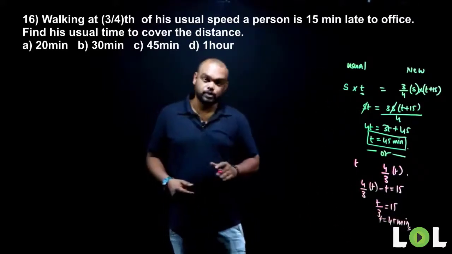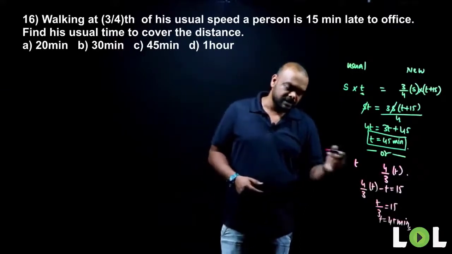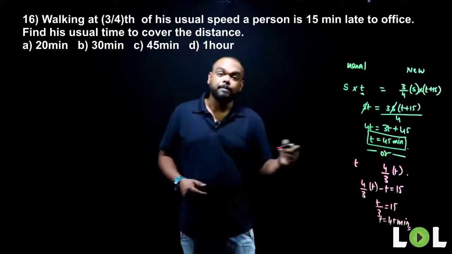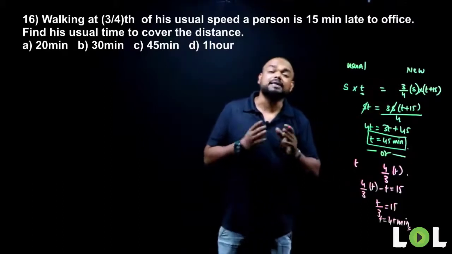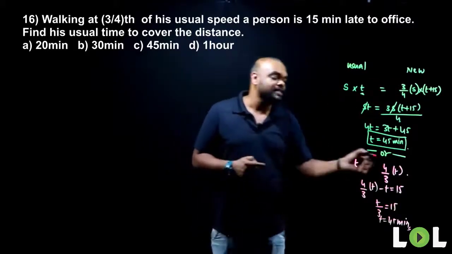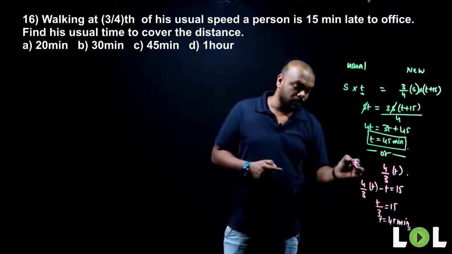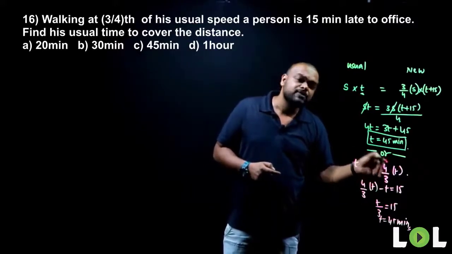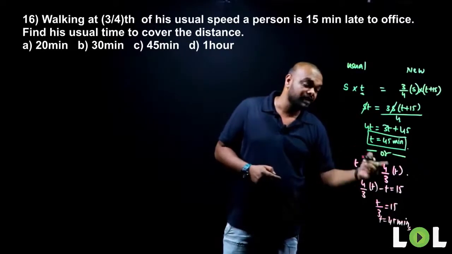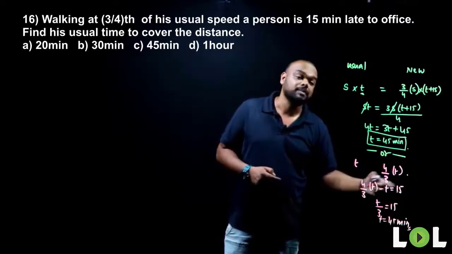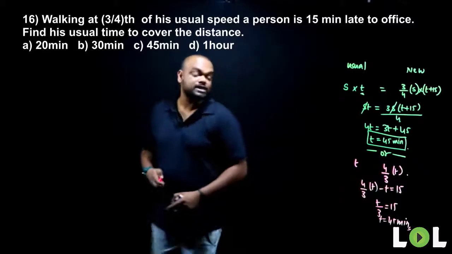Using the reverse proportionality, I am repeating that. Let us assume usual time is t. Now the new speed is 3/4 of the usual speed. Speed becomes 3/4 means the time should become 4/3. So the new time will be 4/3 of the usual time, that is t. And here he is 15 minutes late. It means it takes 15 minutes more than this time. So the difference between this and this is 15 minutes. If you solve that, you'll get directly the time as 45 minutes.